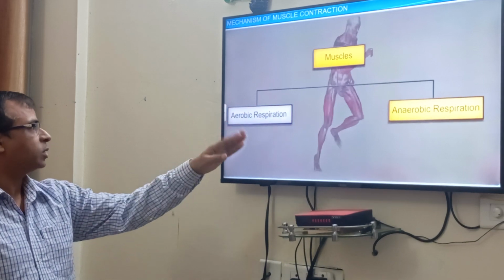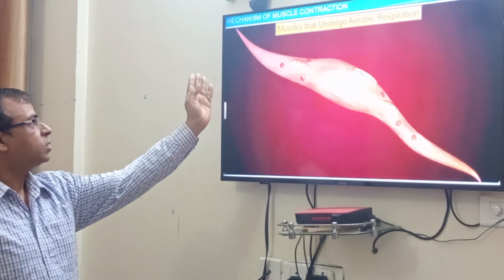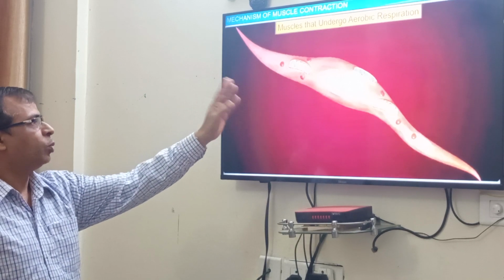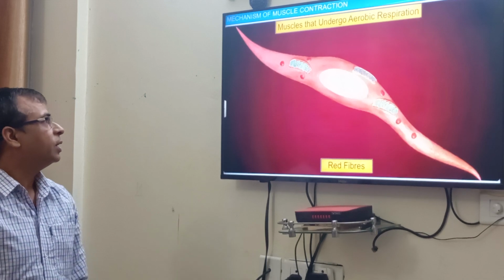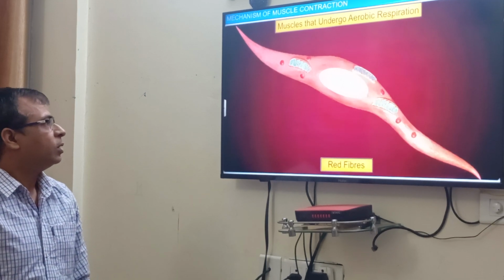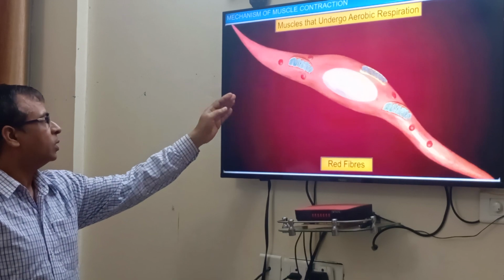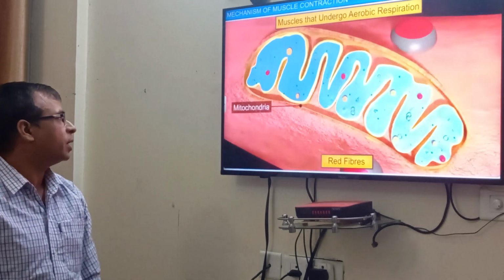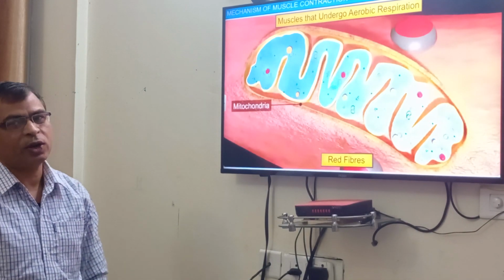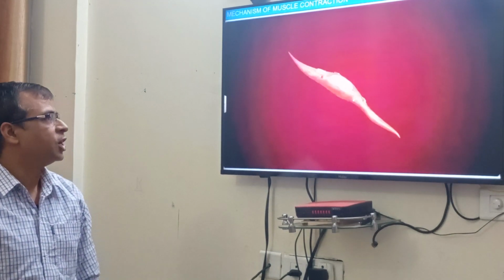There are two types of muscles: red fibers and white fibers. The muscles that undergo aerobic respiration are the red fibers, red in color. They have myoglobin, due to which these fibers are red. They are abundant in mitochondria, which produce energy.